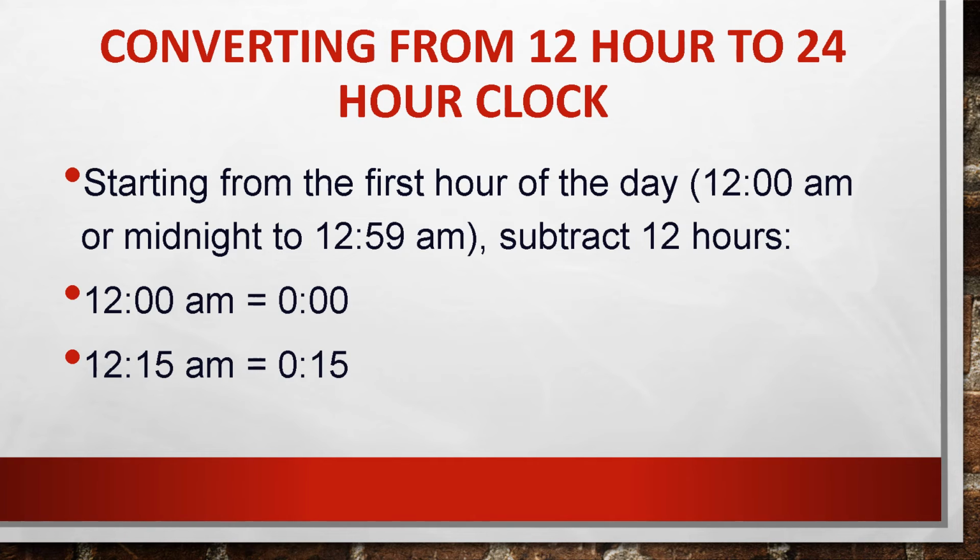Subtract 12 hours. So for 12 a.m. in the 12-hour clock, how will you write it in the 24-hour clock? 12 minus 12 is 0. So 0 hour in the 24-hour clock. Suppose it is 12:15 a.m. The hour is the same, 12, but the minutes have changed. So still you subtract 12 and you write 0 hours 15 minutes in the 24-hour clock.